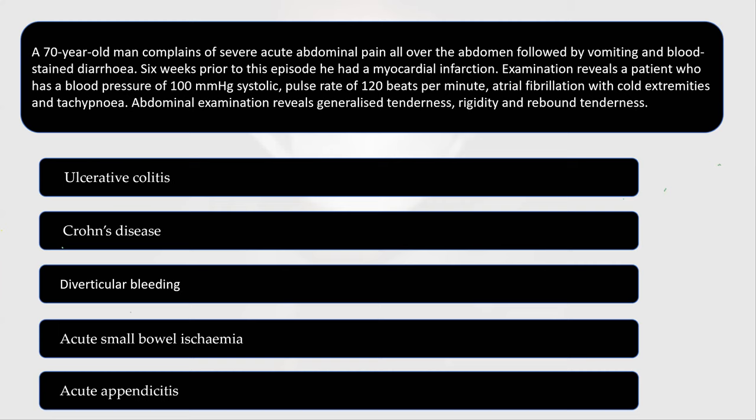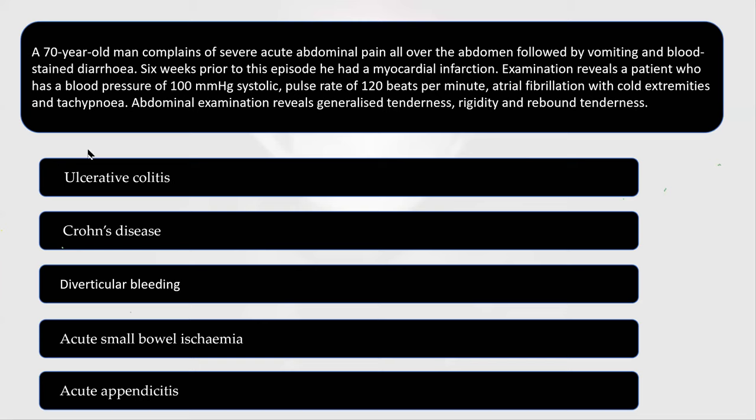So I would go with acute small bowel ischemia. This is because this patient had a myocardial infarction in the past, so there's a risk that a clot has been dislodged from there. Secondly, the acute presentation with generalized abdominal tenderness and rigidity shows a sign of ischemia at the moment. So it is acute small bowel ischemia, I suppose. Yes, it is acute small bowel ischemia because this is a vascular session, so you expect it.